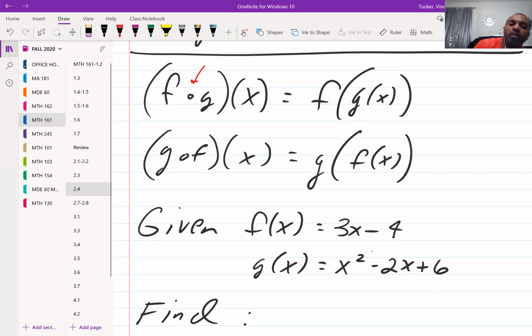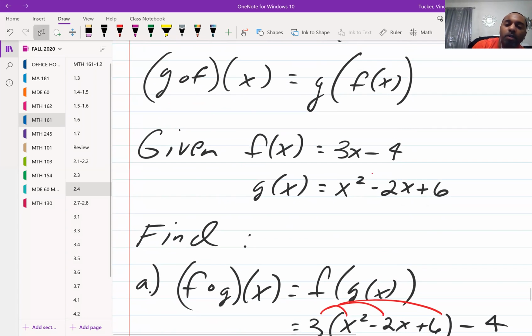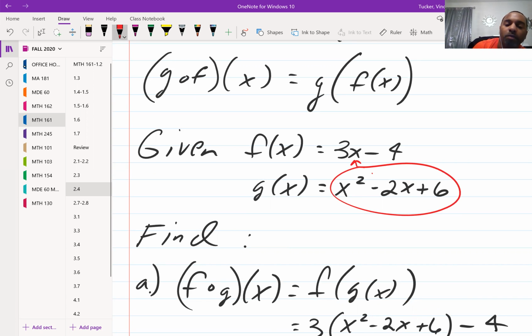So given these functions right here, they give us f of x is equal to 3x minus 4. g of x is equal to x squared minus 2x plus 6. They want us to find f∘g of x. So it means we're going to take this function, this whole function of g, and plug it in where we see x into f.